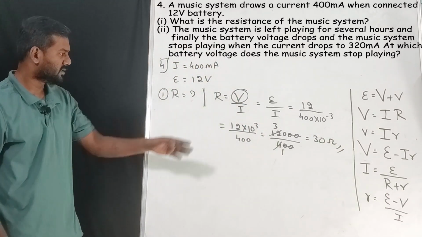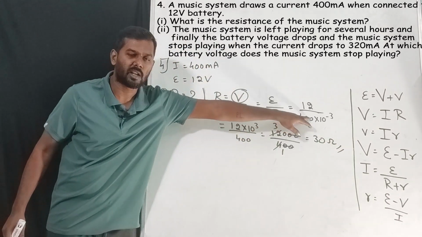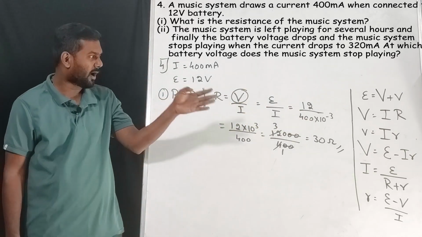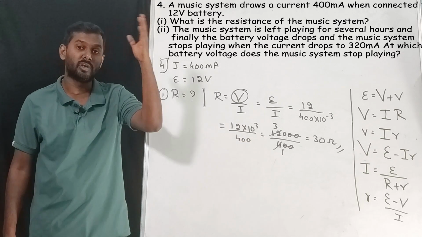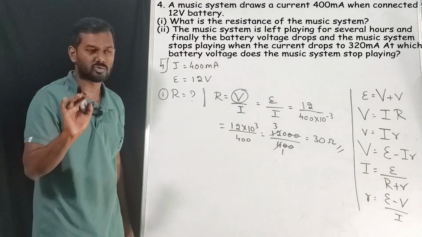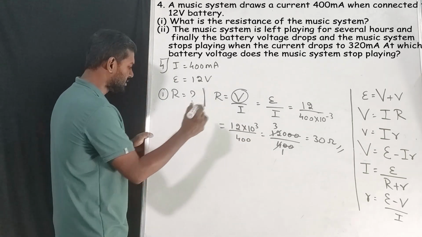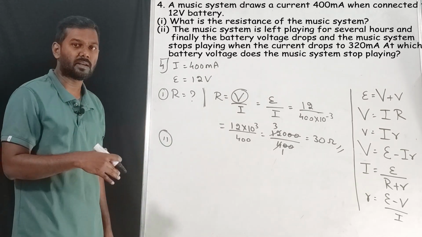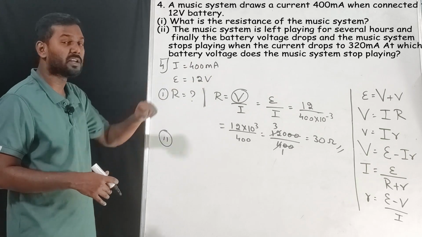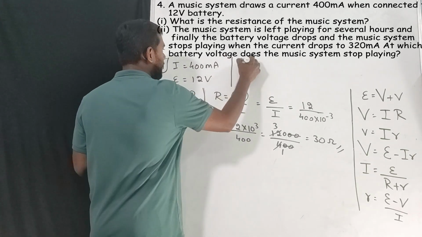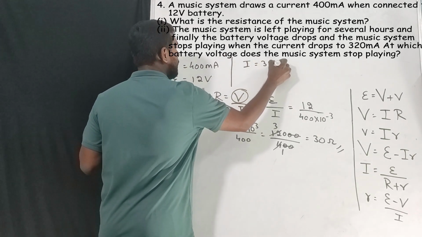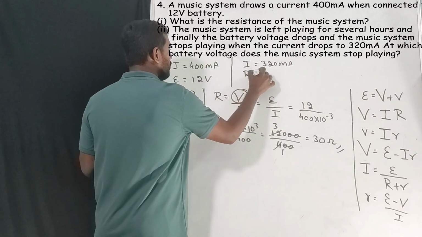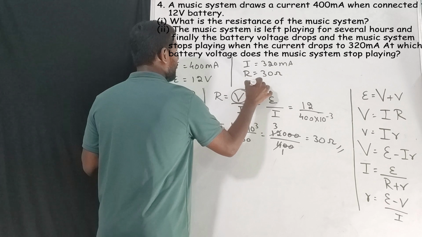That's it. So you should know all these tricks. What do you mean by milliampere? What is the value of milli? This 10 power minus 3 goes to the denominator. All these basics you should know. Next, the first sub question is done. Second, they are asking, we have to find the voltage of the battery when the current is 320 milliampere, and R, just now we have found, R is equal to 30 ohms. We have to find the value of E.